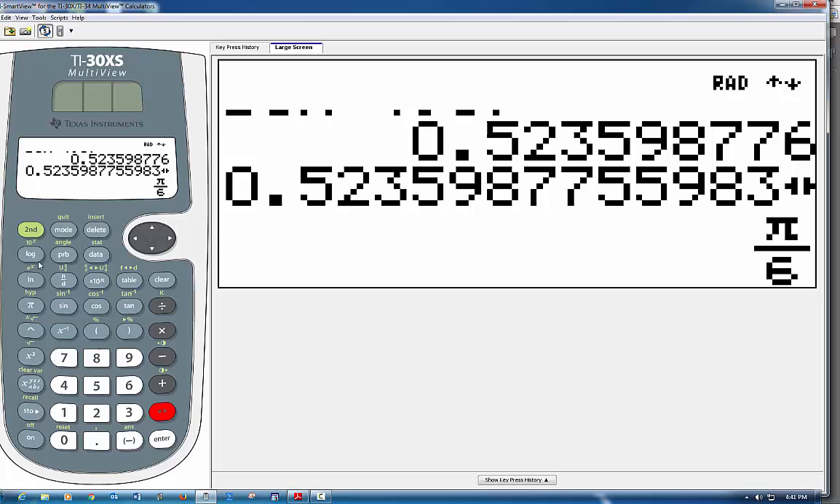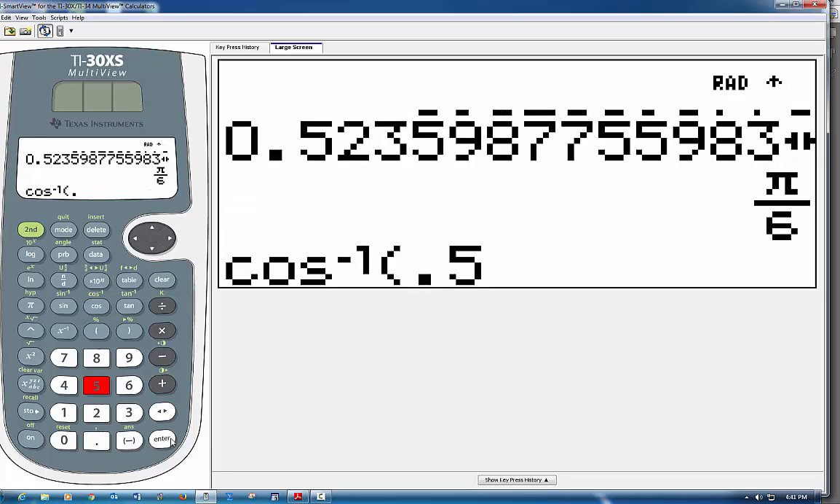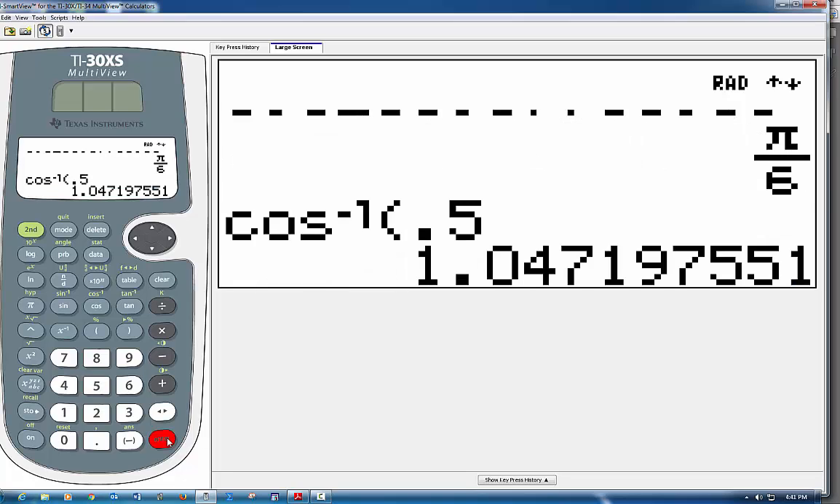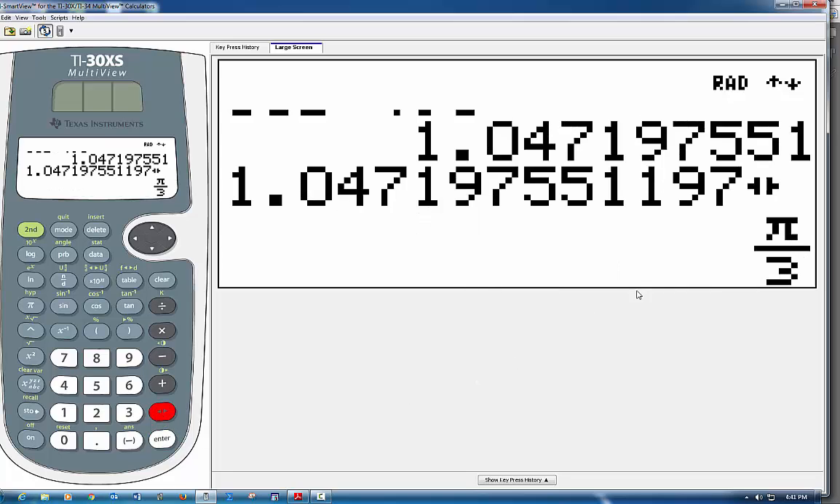So if you hit inverse sine, notice it's green, so use the green key. It's going to give you the angle that it came from. If I hit inverse cosine of 0.5, it's going to tell me the angle that comes from, and if I hit my little arrow key, it tells me that's pi over 3. My calculator right now is in radians, so you want to make sure that you check to see whether it's in degrees or radian mode.